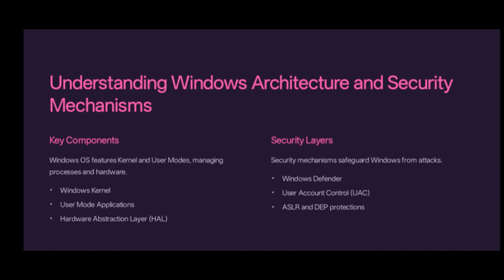Access checks are performed when a process attempts to access a secure object. User rights define what actions a user can perform, e.g., log on locally. 2.4 Auditing. Windows enables audit trails to track user activities and access attempts. Security logs contain records of successful and failed logon attempts, resource access, etc. Group policy allows configuration of auditing policies.